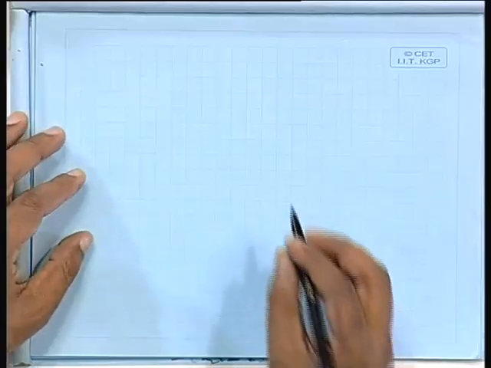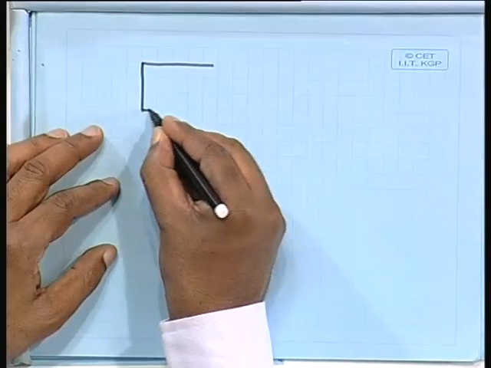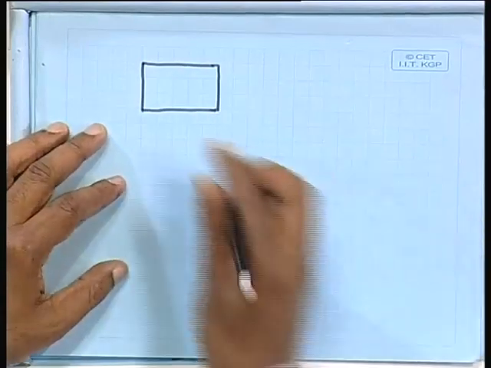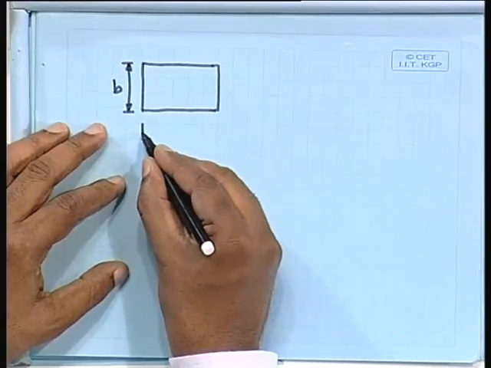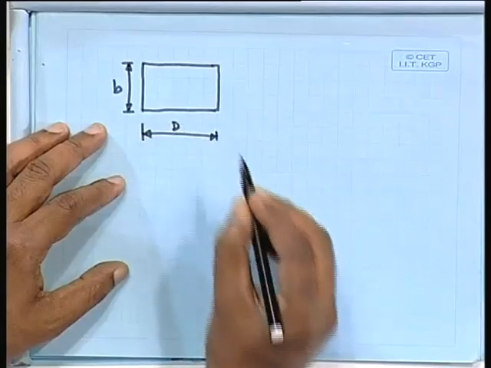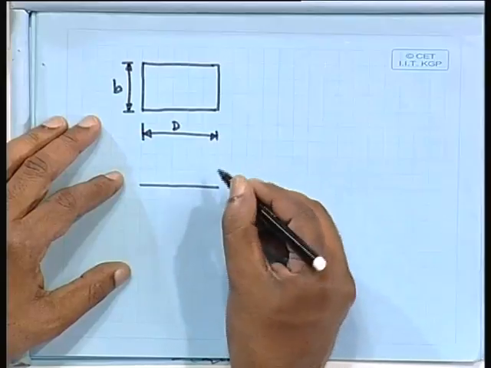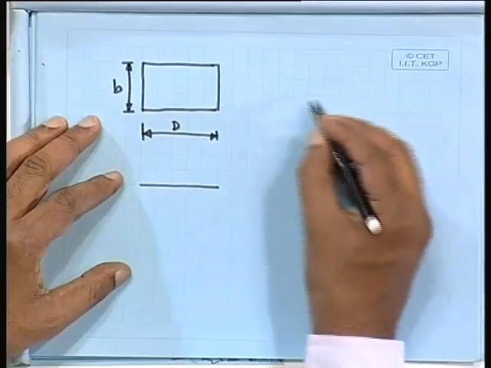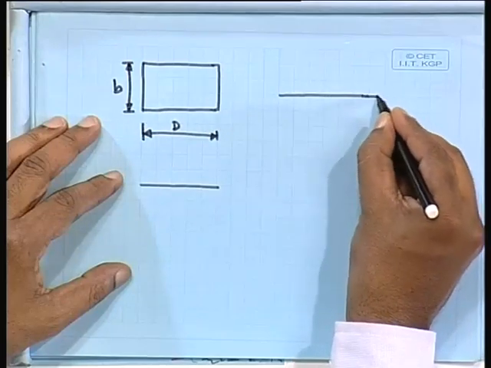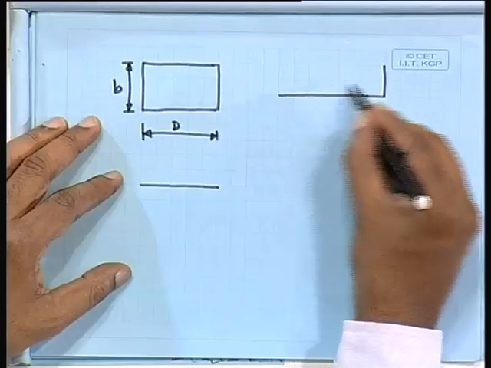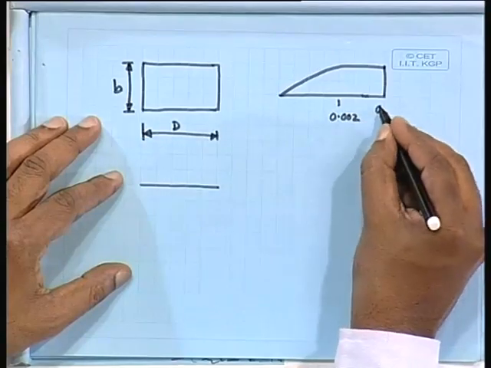In that case, if we come back to the strain diagram, this is your B, D. I have told you that somewhere, if we draw the diagram, we have 0.002 and 0.0035.